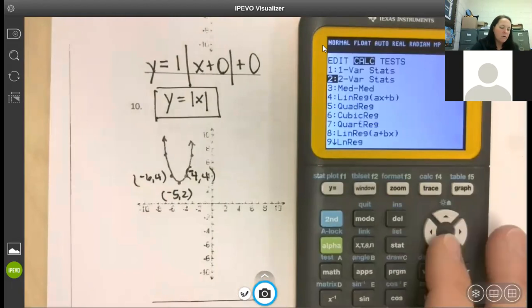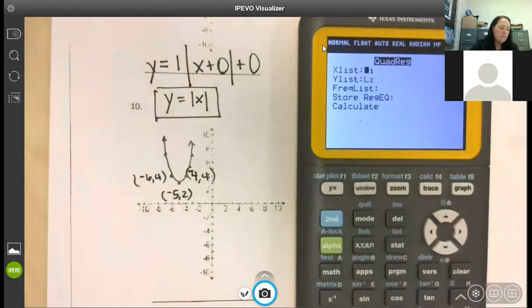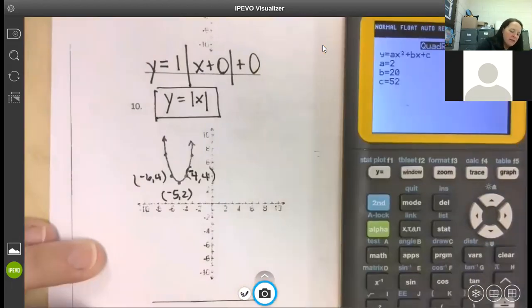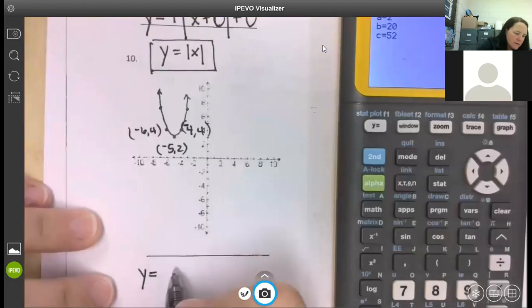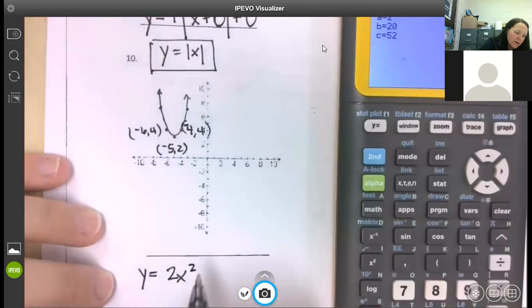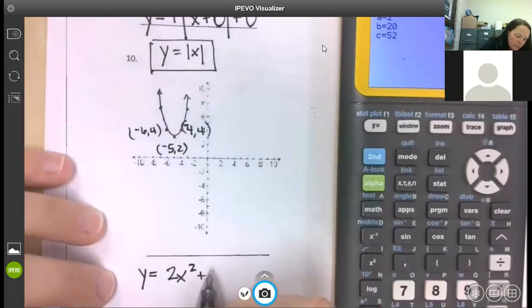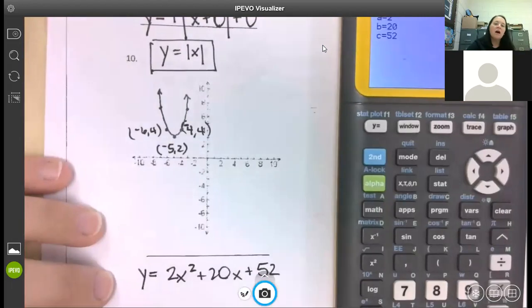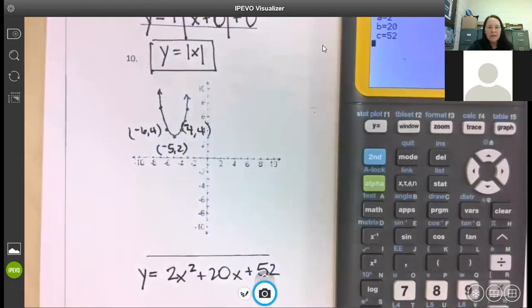Stat, calc, quadratic regression. And we get these numbers. So this is what your equation looks like. Now, this does not write it. It's ax squared plus bx plus c. This does not write it in the form that I want it in, but for our purposes, we'll be okay. We'll learn how to change it to that form eventually, okay?